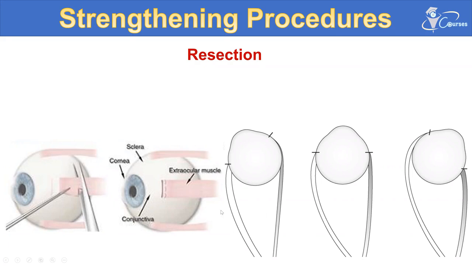So what will be the effect of that? Assume that this is the resected muscle. The gray one is the resected muscle. You see how much the muscle is stretched? This stretching in the muscle will strengthen it, making it stronger. So it will increase the action. So this is called the resection, removing a part of the muscle.